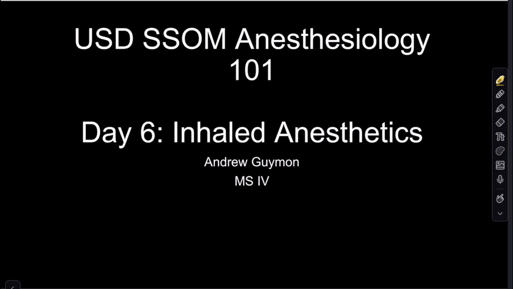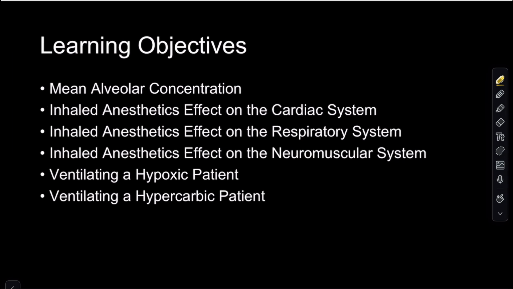Today, we're continuing our Anesthesiology 101 lectures. We're discussing inhaled anesthetics. We're going to discuss a couple different concepts, the first being mean alveolar concentration, and then how inhaled anesthetics affect the cardiac system, the respiratory system, and the neuromuscular system. And then we'll finish up discussing two things you can do to improve your ventilation of a hypoxic patient, and two things you can do to improve your ventilation of a hypercarbic patient.